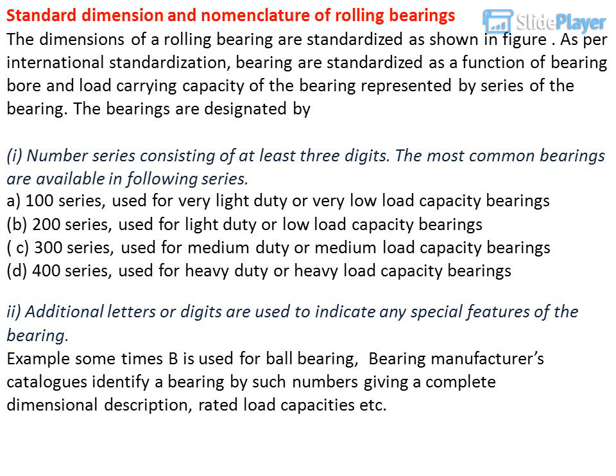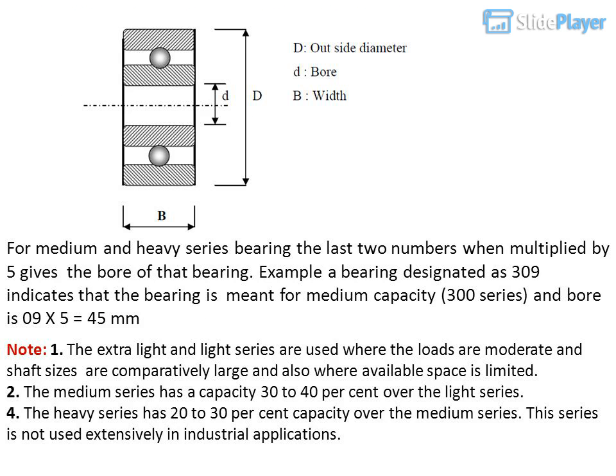Bearing manufacturers' catalogs identify a bearing by such numbers, giving a complete dimensional description, rated load capacities, etc. For medium and heavy series bearing, the last two numbers when multiplied by 5 give the bore of that bearing. Example: a bearing designated as 309 indicates that the bearing is meant for medium capacity, 300 series, and bore is 09 times 5 equals 45 mm.